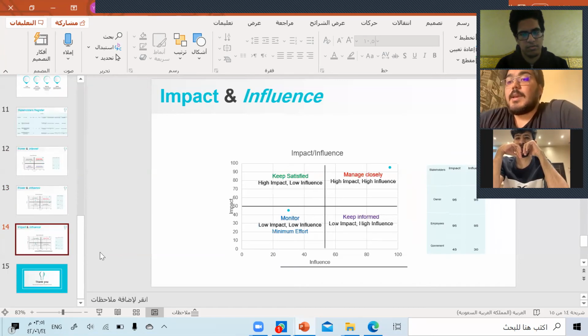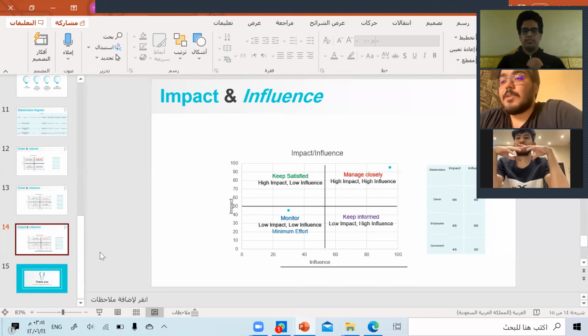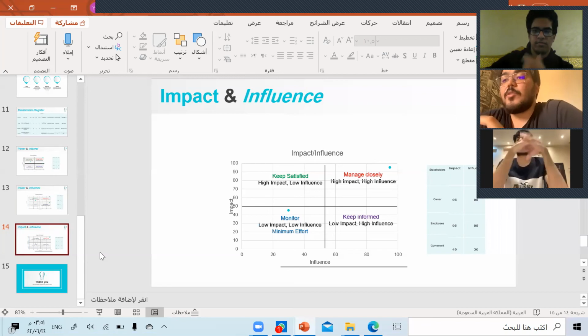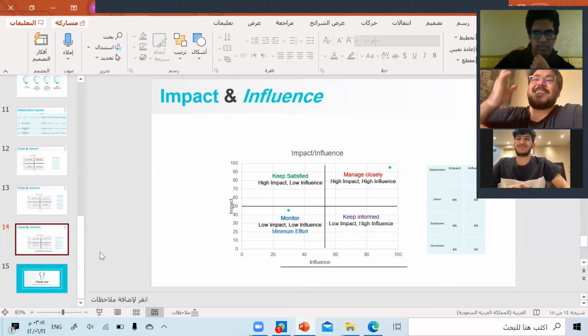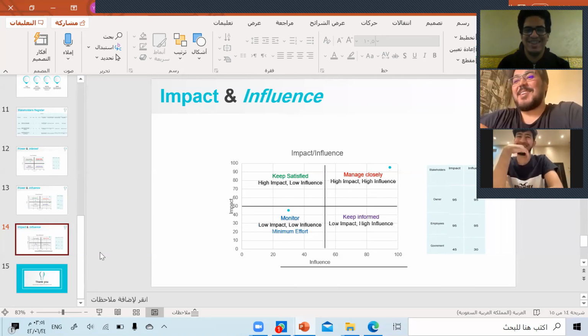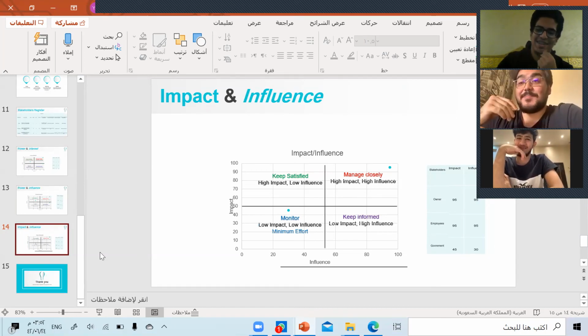Okay. Here, as we see, is the relation between the impact and the influence. We can see from the table on the right-hand side, we have the owner and the employees. They all have 95% in impact, and also 95, 59, yeah, not 59, 95 in influence, sorry. 95 in influence.